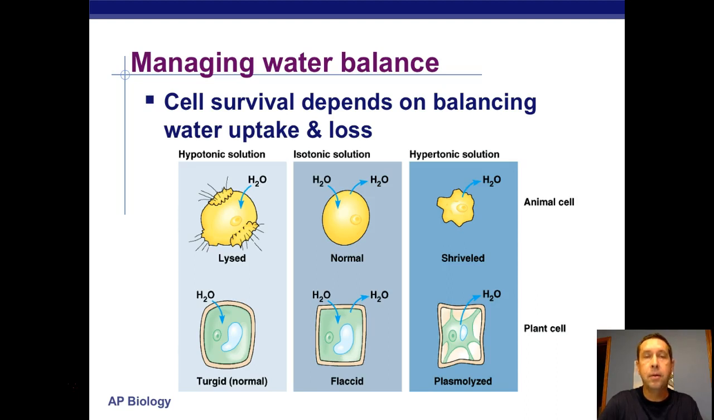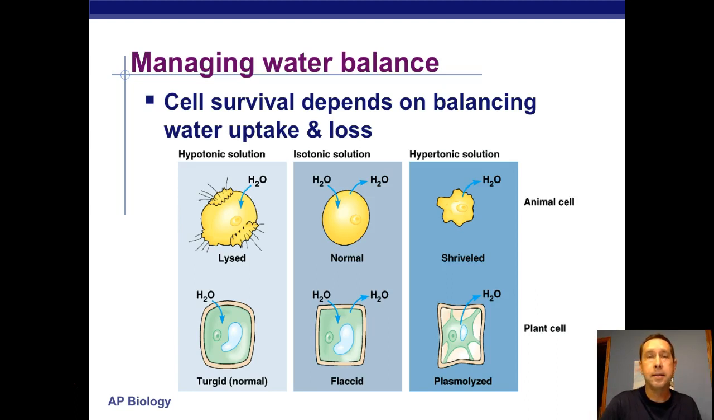So how do cells deal with water balance? Cell survival depends on balancing water uptake and water loss so the cell doesn't shrivel up or burst. If you put a cell in a hypotonic solution, an animal cell will swell up and burst. A plant cell, because of the cell wall, will create what we call turgor pressure, and that's important for the support of the plant. If plants don't get enough water, they wilt because there's not enough turgor pressure in their cells to support the cell structure.